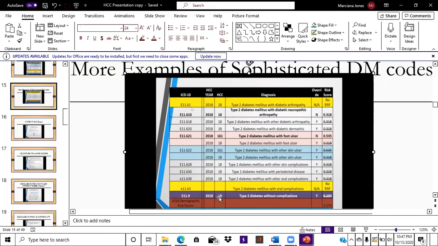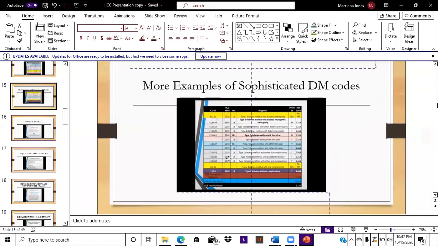So it wraps into both HCC categories. Let me see, you see here E11.621, type 2 diabetes with foot ulcer. So it wraps into two HCCs, as you can see, 161 and 18. Category 161 gives you a 0.535, and 18 gives you a 0.318. So the 161 will override HCC category 18. You remember we talked about only getting credit for one. Some codes were wrapped into 2 or 3 categories, so that wouldn't be unusual.